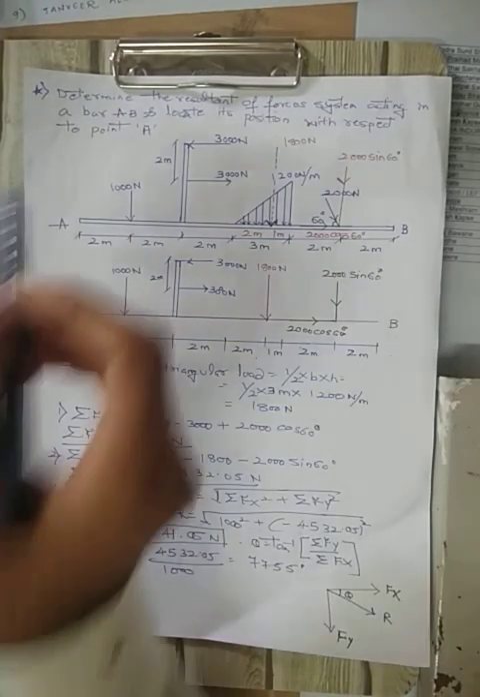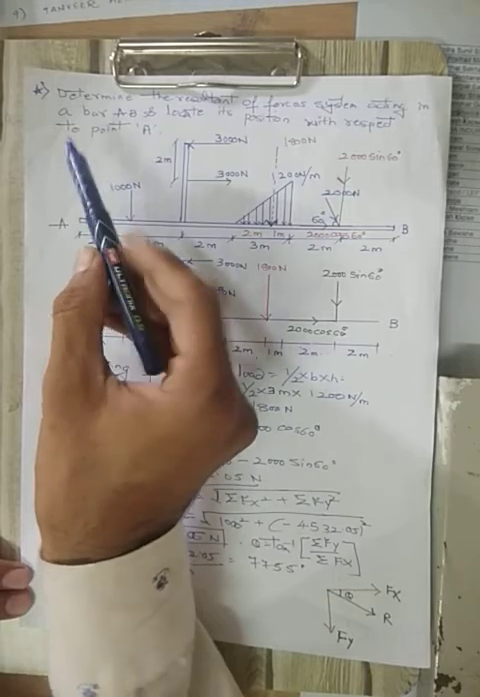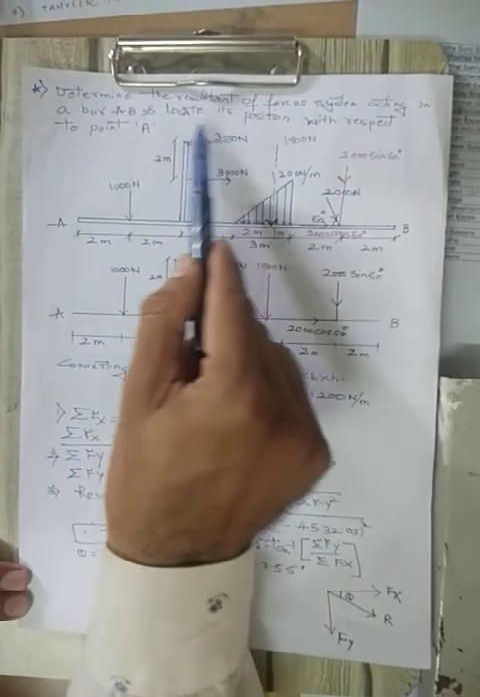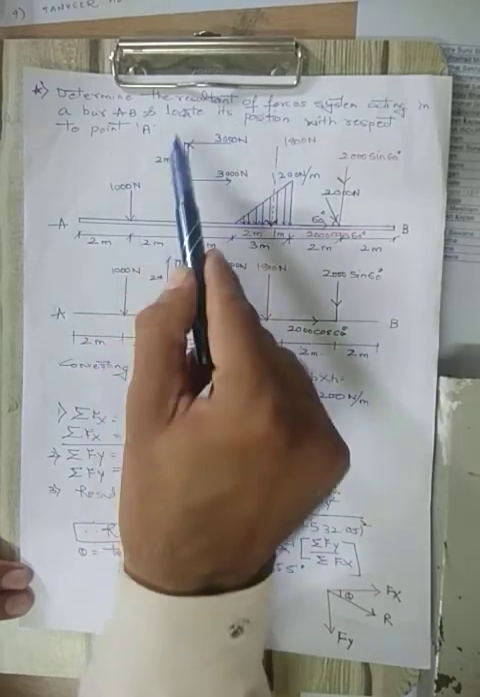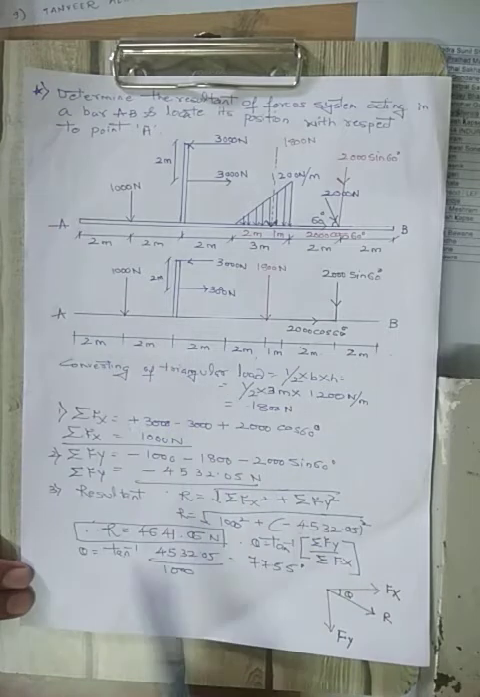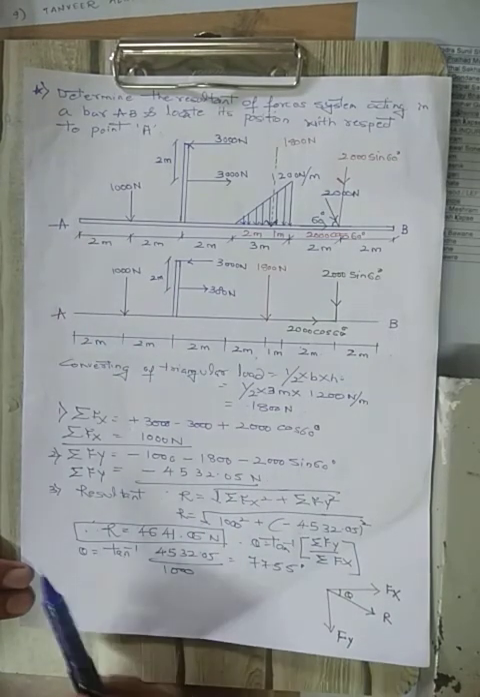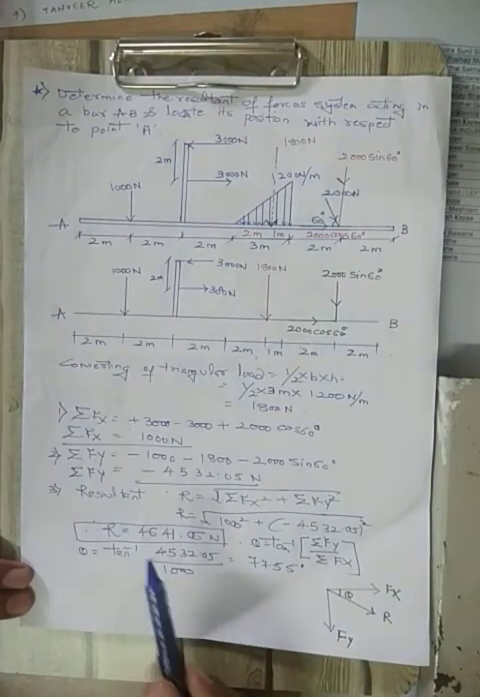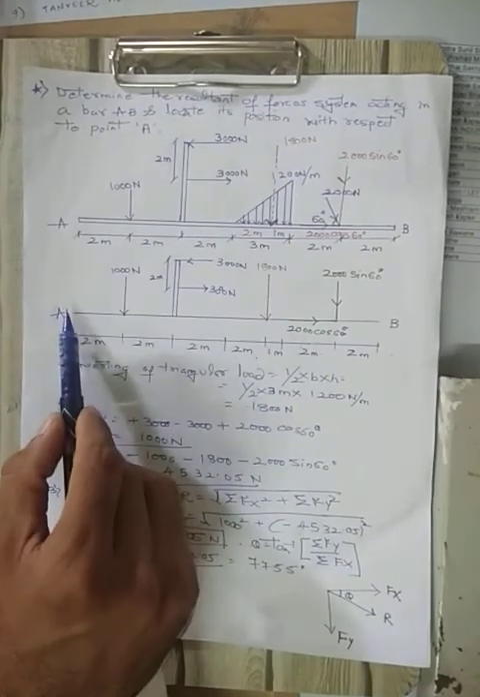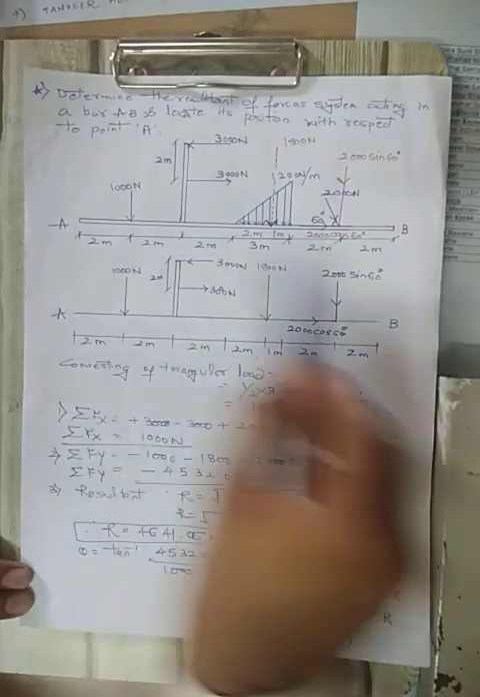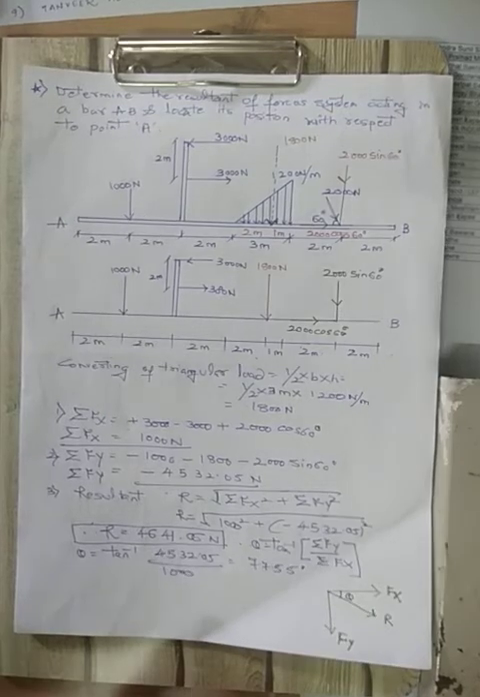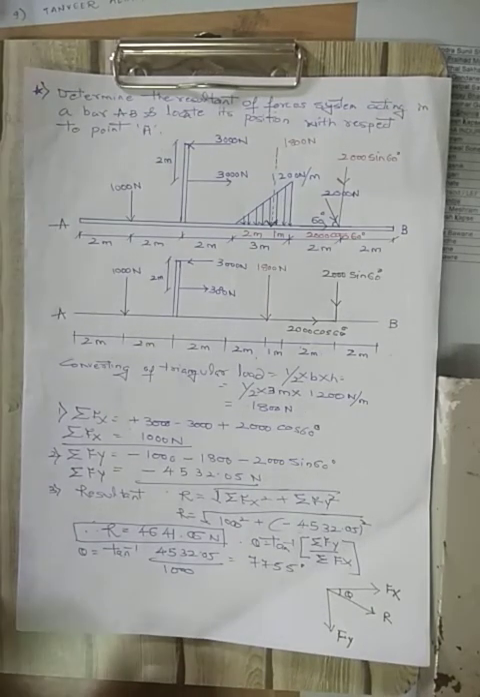Again, I am repeating the sentence given in the question. Determine the resultant of the force system acting on a bar AB and locate its position with respect to point A. So this remains. We have to find out with respect to point A. That means we have found the resultant, but not with respect to point A. We have to rotate all forces to point A. So we have to use the concept of Varignon's theorem.